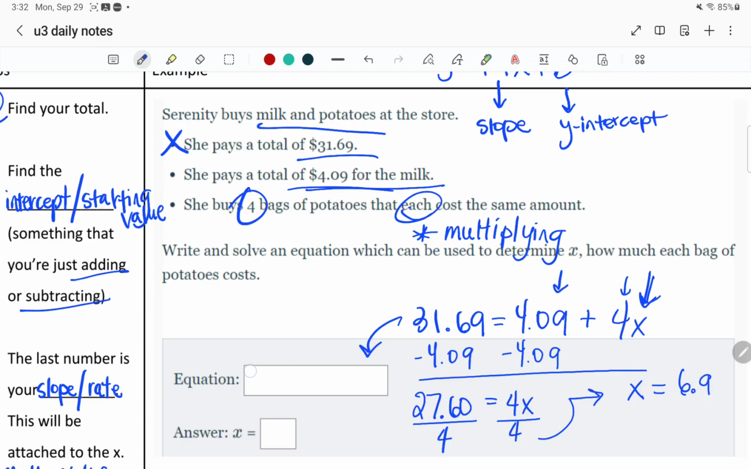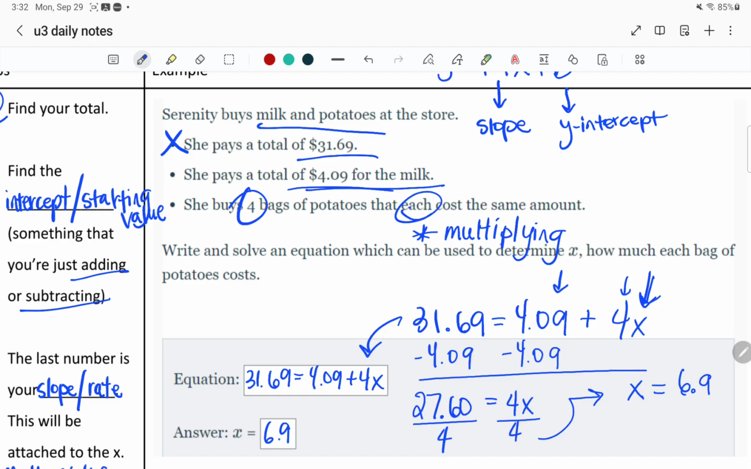So the equation before I've solved goes in here, and the equation after I've solved goes in the little box. And then I would hit submit and I'd be done and it'd be great.